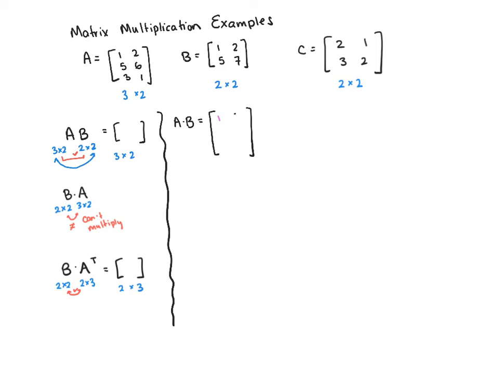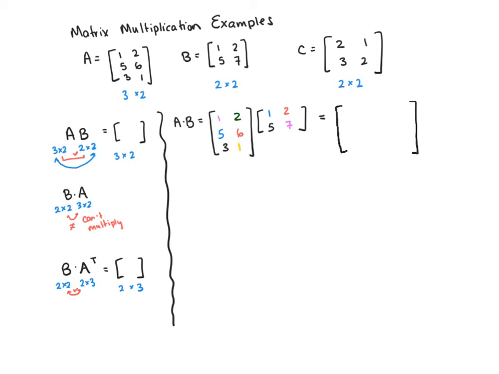So A is 1, 2, 5, 6, 3, and, running out of colors here, 1. And B is, let me write out B. We'll also color code that. 1, 2, 5, and 7. Okay, so now in order to multiply these, I want to do row by column. So for the first entry, I need to look at my first row of A and multiply that by the first column of B. So I'm just going to write out those different numbers. I'm not going to write it out as rows and columns.